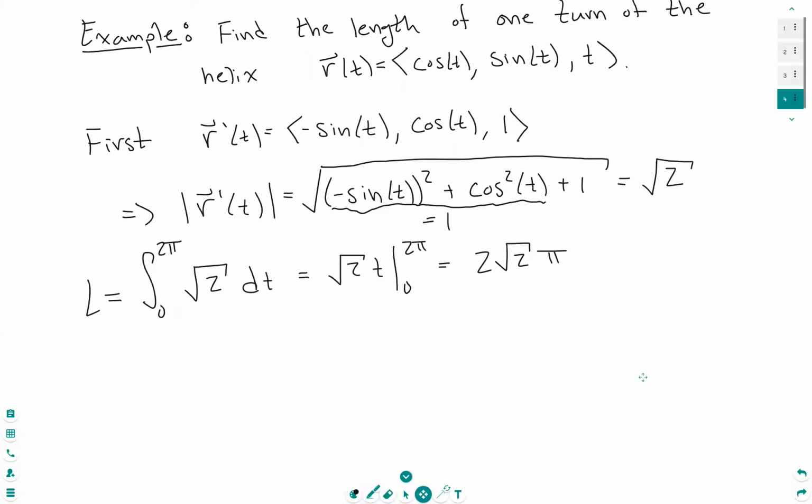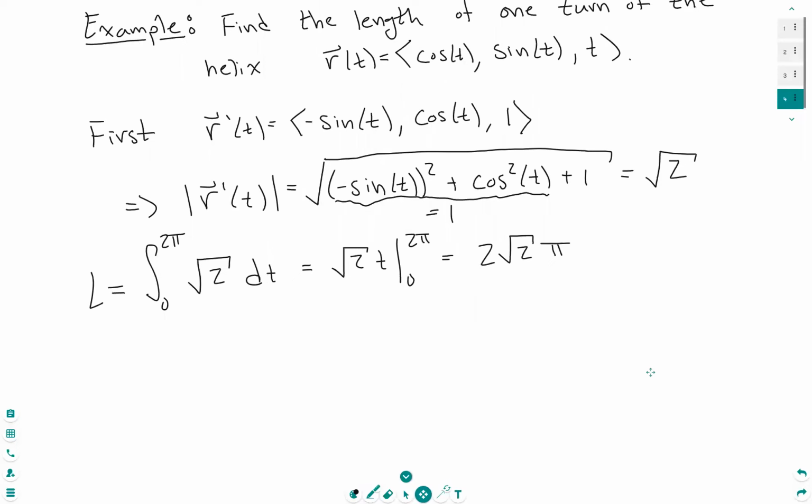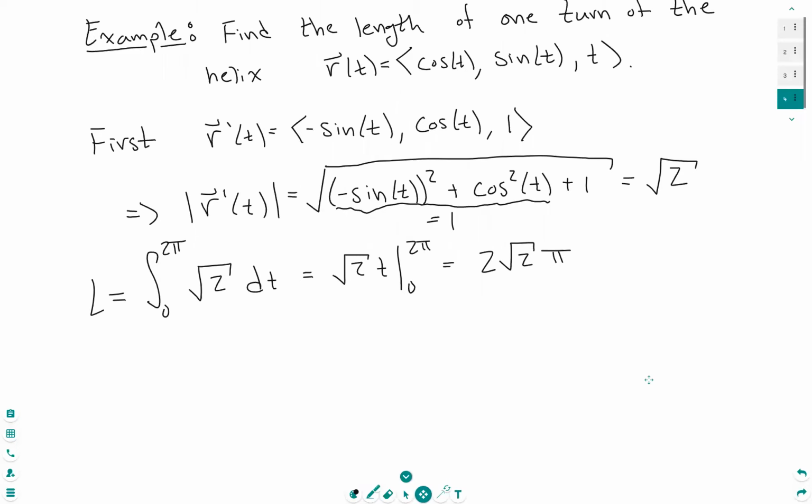So give you guys a second to write that, and then we're going to start talking about curvature.